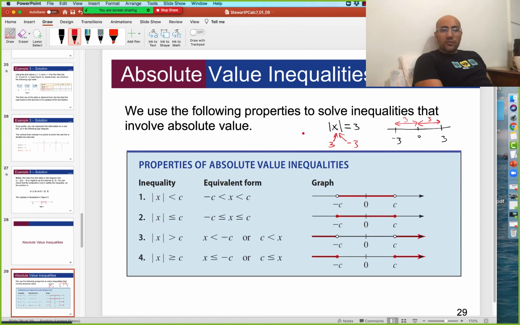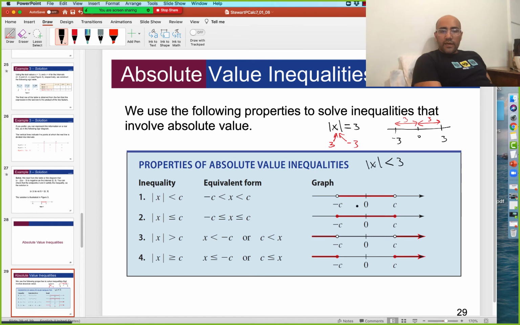So if we just change it to an inequality now, if we were looking at absolute value of x is less than 3, what values can we plug in here? Well, we can plug in any one of these things and it would be true. The absolute value of 2 is 2, and 2 is less than 3. The absolute value of 1 is 1, and 1 is less than 3. So any one of these values in here makes this statement true, but also any one of these values in here, all these little negatives, also make this true.